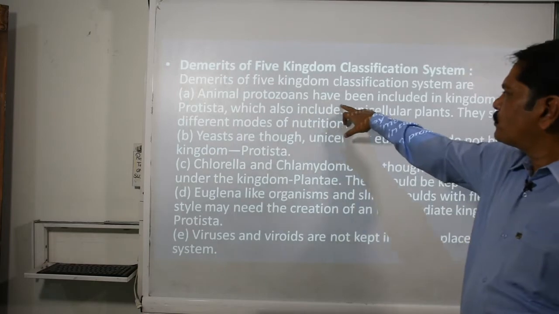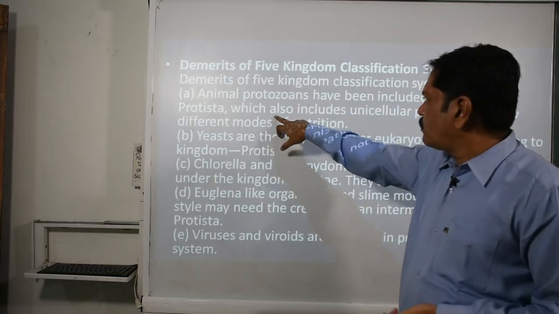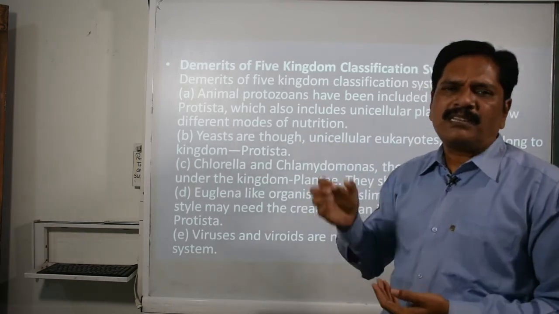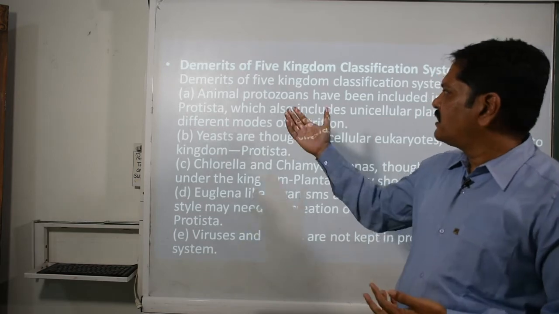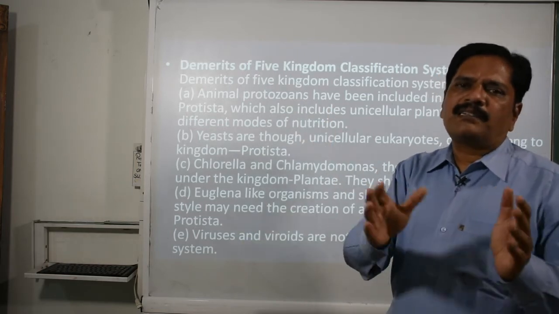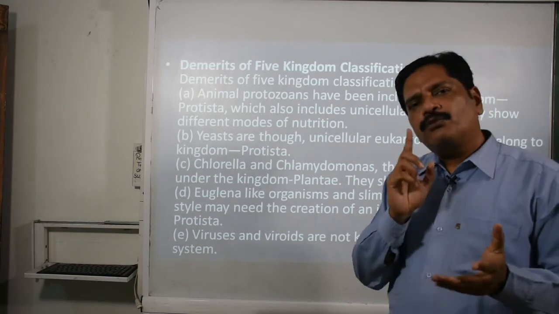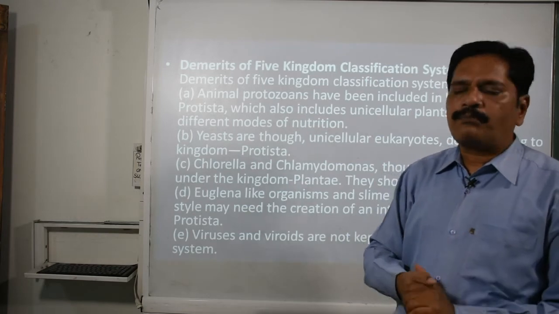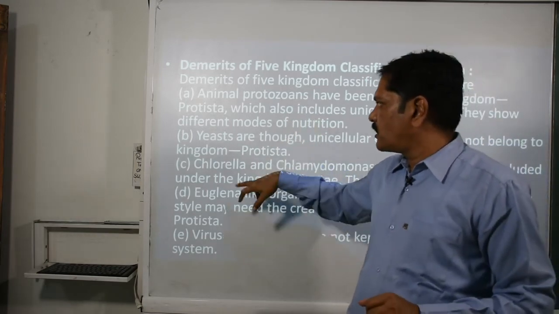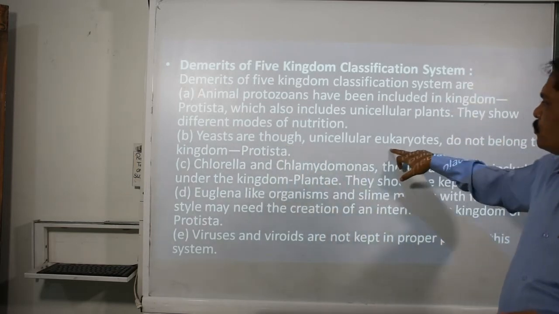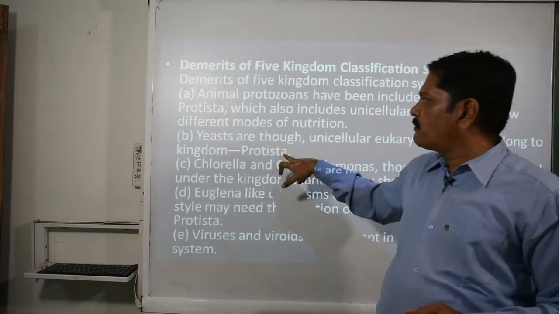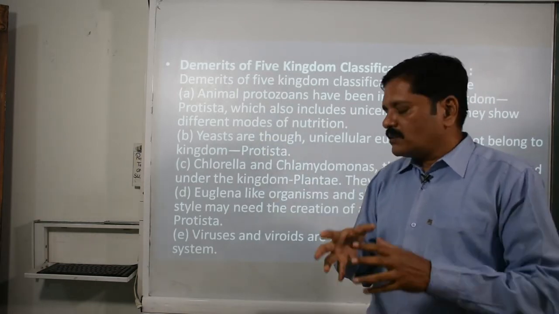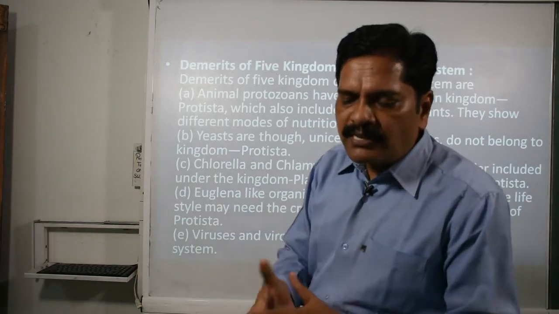So what is it? Animal protozoans have been included in kingdom Protista, which also includes unicellular plants, and they show different modes of nutrition. This is one of the biggest drawbacks, that is the protozoan. Okay, they were placed in the Plantae, but they don't have cell wall, they don't have autotrophic mode of nutrition still, but they were placed in the Protista. Then the yeasts are though unicellular eukaryotes and do not belong to the kingdom Protista, but still they are placed there only. Okay, as I told you, this Protista is the biggest drawback.